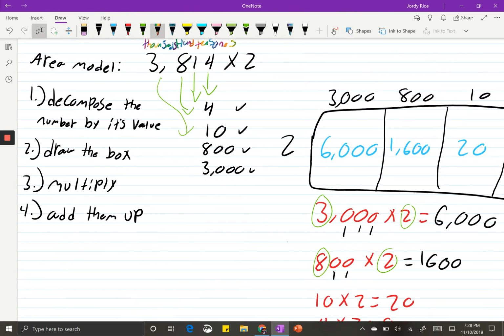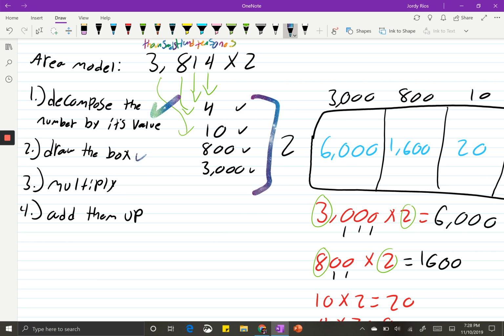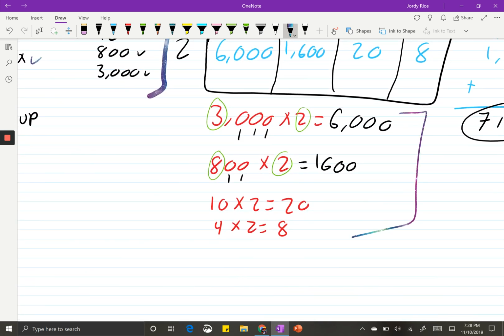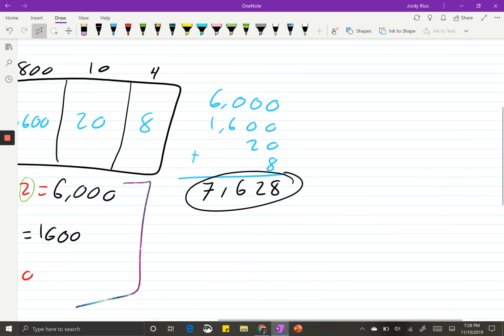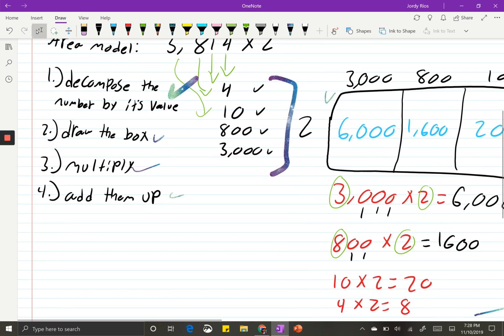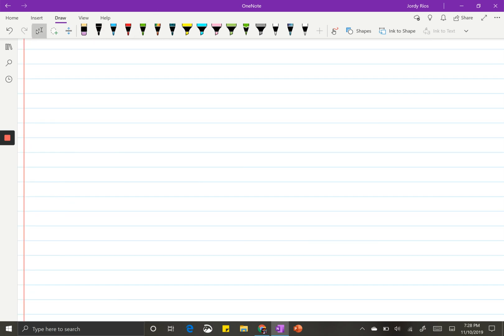Okay, so let's review the steps. My first thing is to decompose the number by its value. Check. We did that right here. My second step is to draw the box. Check. We did that right here. And then we multiplied, and I did that because I showed my work right here. And then we added them up. Check. And I made sure that each of them has its own place value. Good job. All right. So the last one I'm going to show you is called partial product.